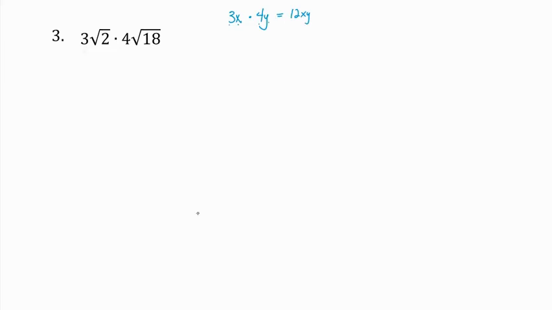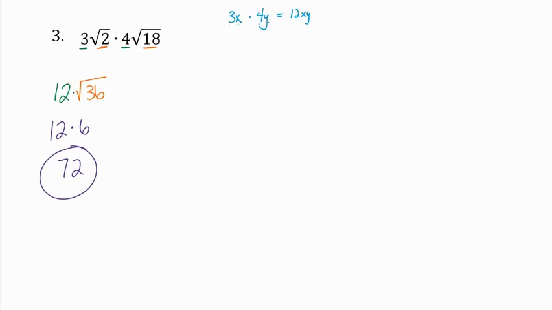So I'm going to look at the outside numbers first. 3 times 4, that will give us 12. And then I can do the inside numbers. So radical 2 times radical 18 would give us radical 36, right? So then if I take the 12, radical 36, that's a perfect square, right? The square root of 36 is just 6. This is 12 times the square root of 36, so that would end up as 12 times 6. And then 12 times 6 gives us 72.